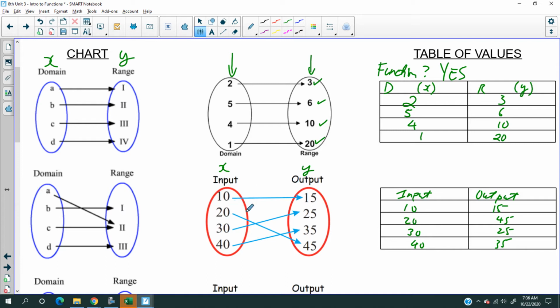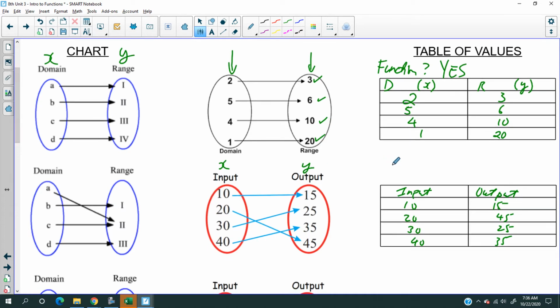Each one of these, I get a unique result, because only by putting in 10 can I get a 15. Only by putting in a 20 can I get a 45, and so on and so forth. Now, let's take a look at this last one. So this is, yes, this is a function, okay?